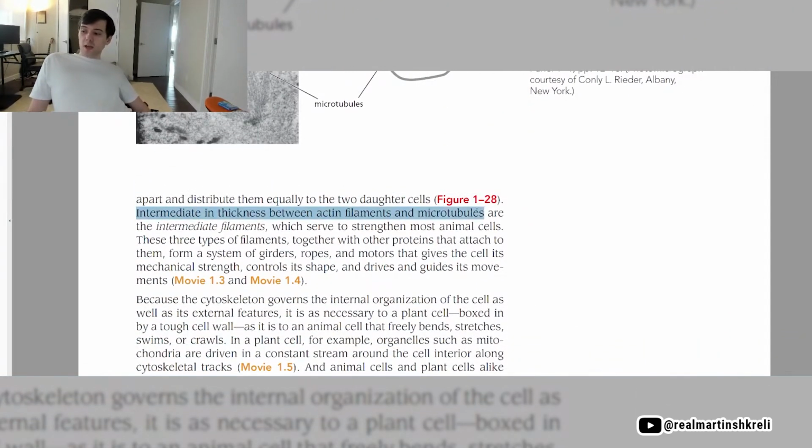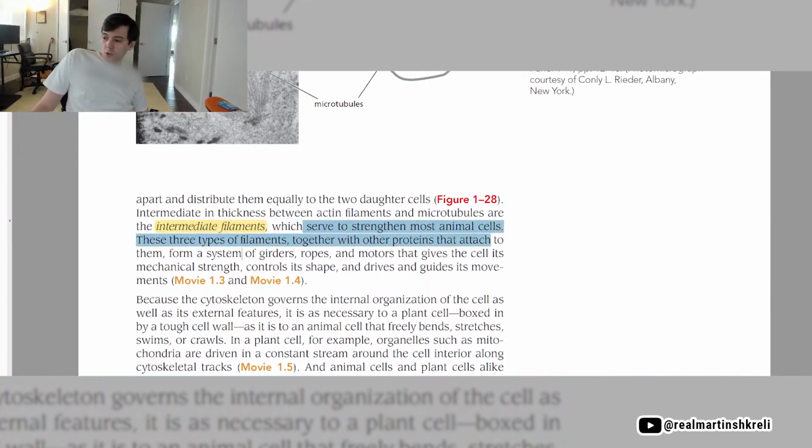Intermediate in thickness between actin and microtubules are the intermediate filaments. And I want you to think about that word filament, because it will come up again and again, which serve to strengthen most animal cells. So without these proteins, we would have cells that are just too floppy to really do much.